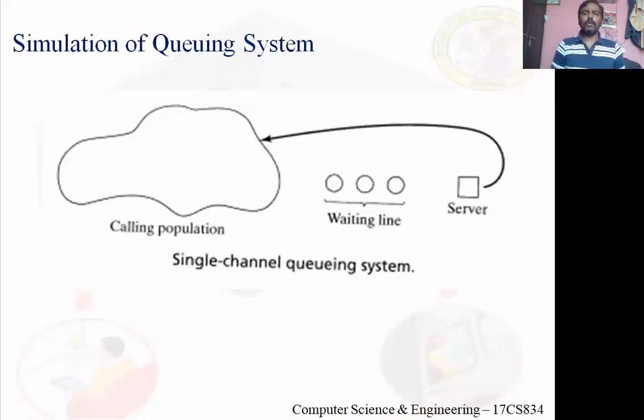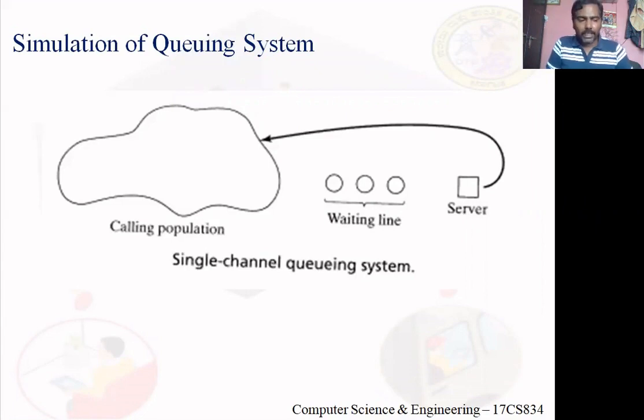Now, what happens when the customer whose service is finished exits from the server, and there is a customer in the queue? That customer will get service initiated, right?